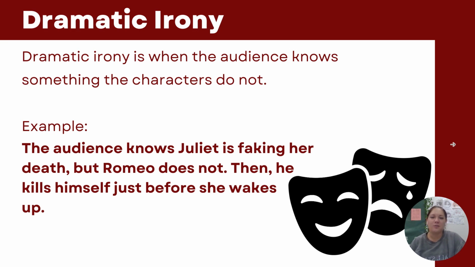The audience knows Juliet is faking her death, but Romeo does not. Then he kills himself just before she wakes up. This is dramatic irony. The audience knew that Juliet was faking her death, but the character, Romeo, did not. And so then he acts before he knows the truth, and then she wakes up, and this whole moment is an example of dramatic irony, when the audience knows something that a character, or maybe even multiple characters, don't know.